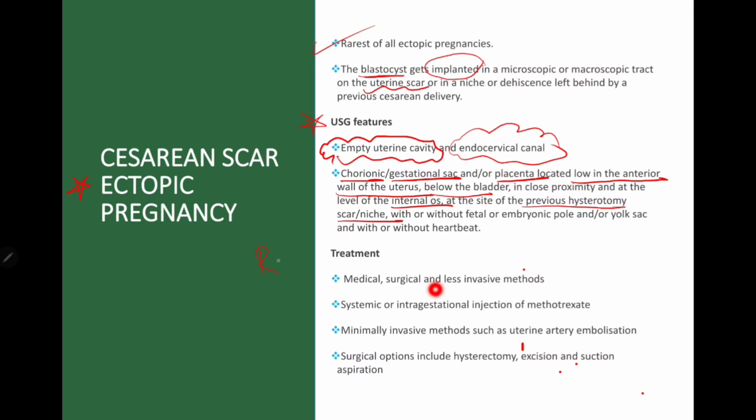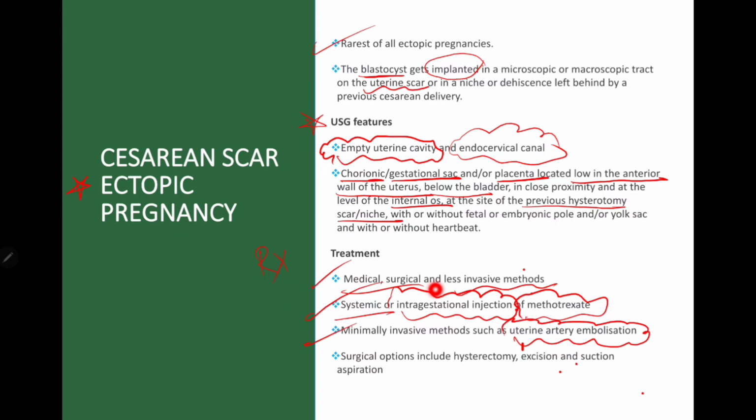Now, what is the treatment? The treatment is medical, surgical, and less invasive methods. Systemic or intragestational injection of methotrexate is very important. Systemic as well as intragestational injection of methotrexate can be given. Minimally invasive methods such as uterine artery embolization can be done. Surgical options include hysterectomy, excision, and suction aspiration.